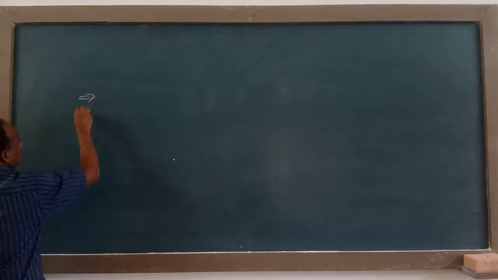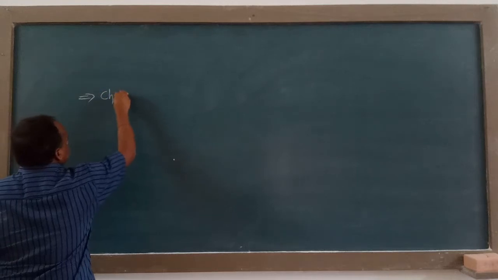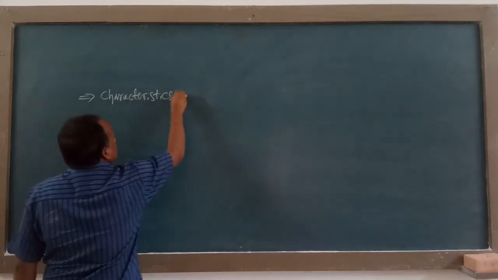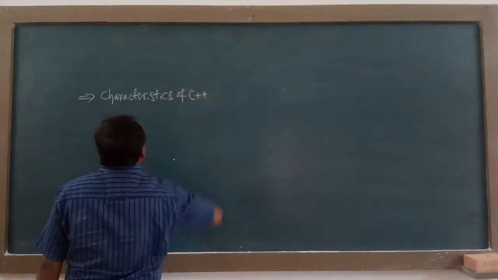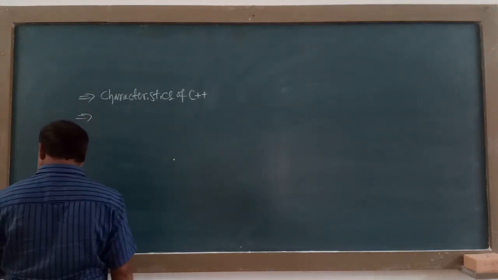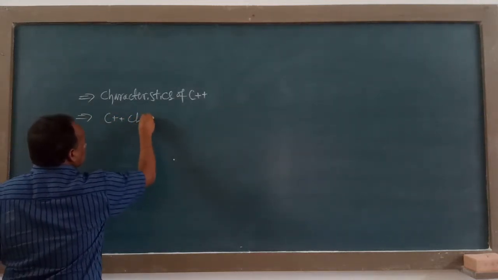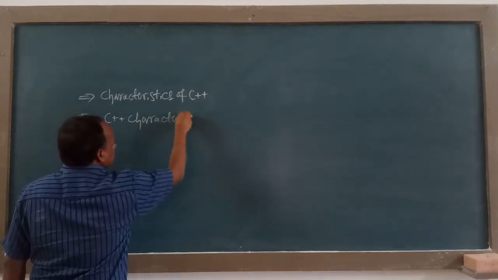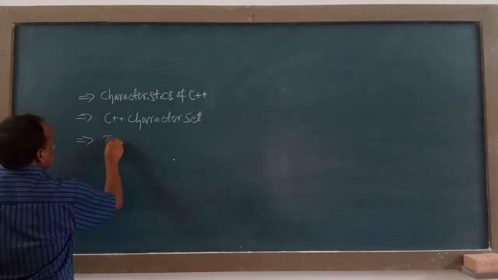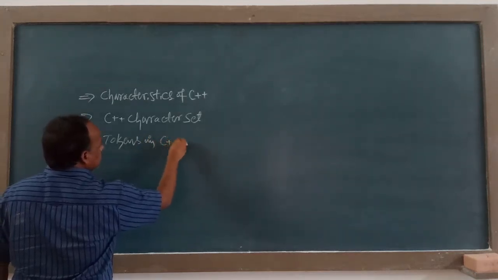First one, characteristics of C++. Afterwards we are going to discuss the C++ character set, and afterwards tokens in C++.